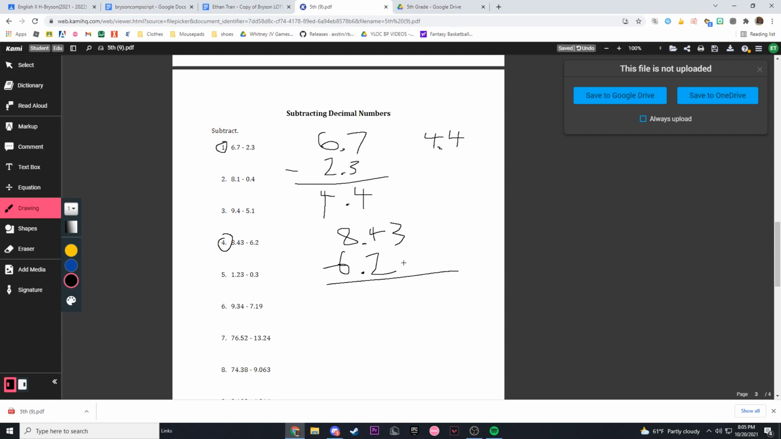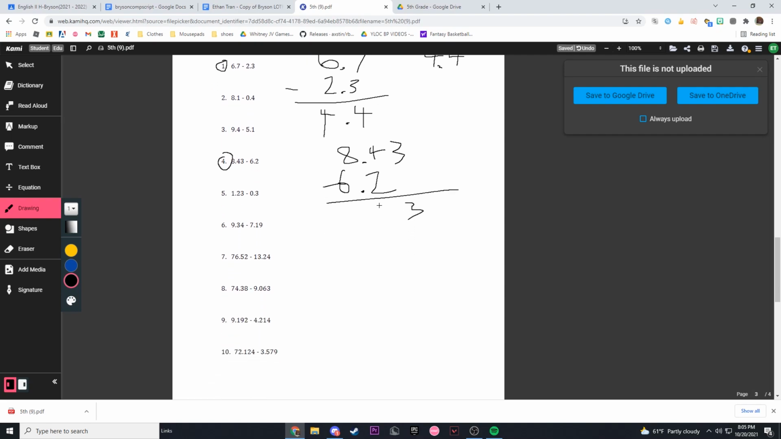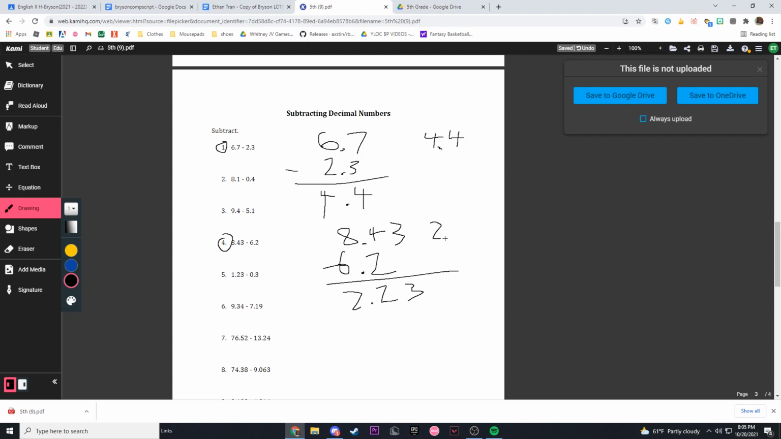So first we have 3 minus nothing, which is 3. We have 4 minus 2, which is 2. And 8 minus 6, which is 2. So for number 4, our answer will be 2.23.